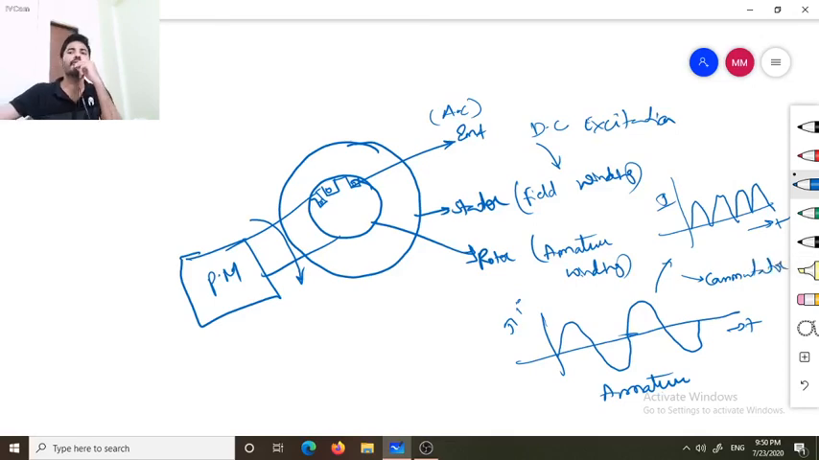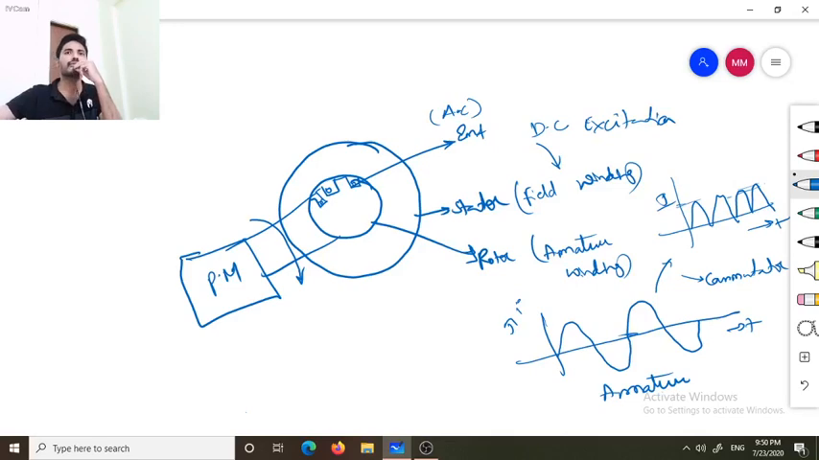With the help of the commutator, we are converting this AC value of EMF into a DC value of EMF, that means a unidirectional value. Here the direction is changing with respect to time. Here the direction is not changing with respect to time. The direction is the same, so you get a unidirectional current. We can see the magnitude is constant.